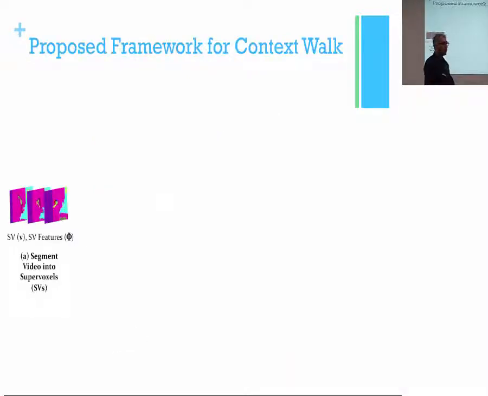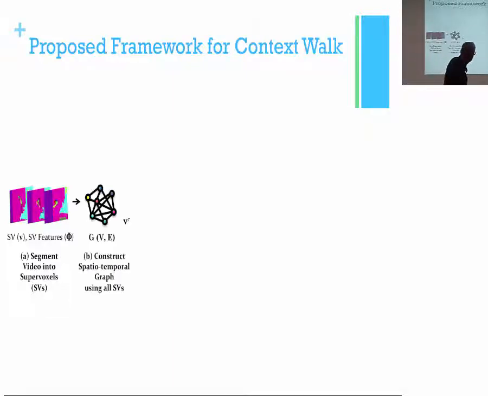So in our context walk, first, again, we segment the video into supervoxels and calculate the features of each supervoxel, given by Xi over here. Once we have that, we build a graph again, where each node is one supervoxel and the edges are between spatiotemporal neighbors. So this is an undirected graph, and we form the edges only between spatiotemporal neighbors, whichever are sharing boundaries with each other. Once we have this graph, we start our context walk.